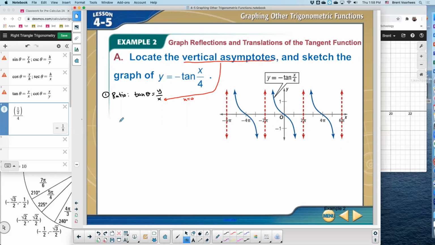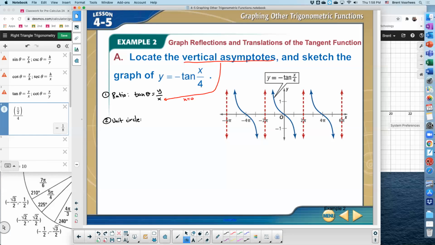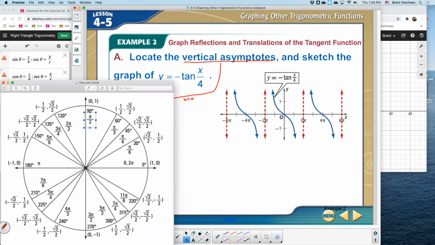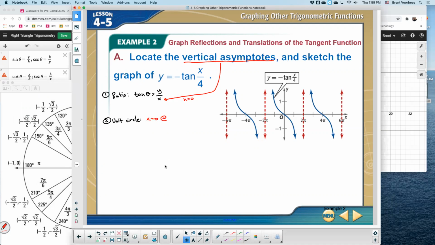So step 2. This is where I use the unit circle. On the unit circle, we're going to check when does x equal 0. So we'll come over here, and we've already had this one 3 times today. Where does x equal 0? Pi over 2. Again, 3 pi over 2 would also work, but I'm just going to use pi over 2. I always just do the first one because it's smaller numbers. So now I know that it's at pi over 2.